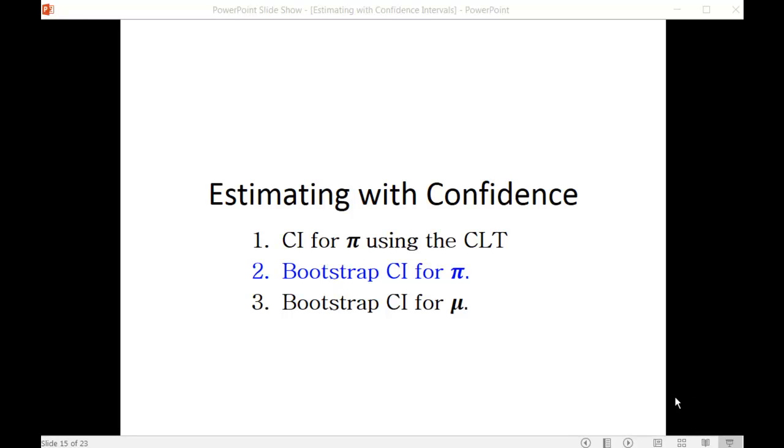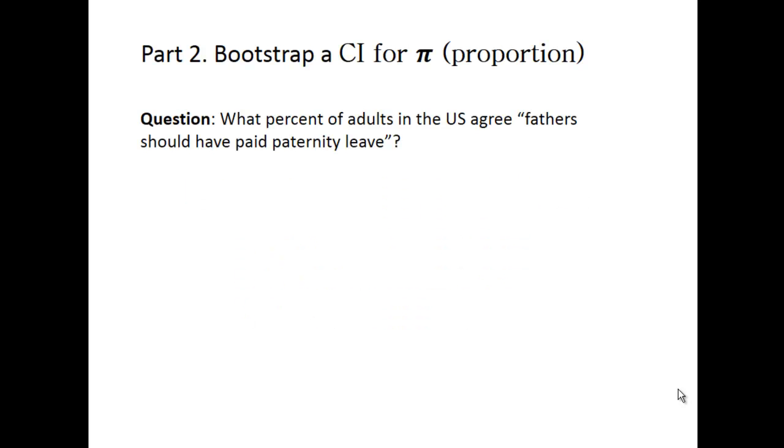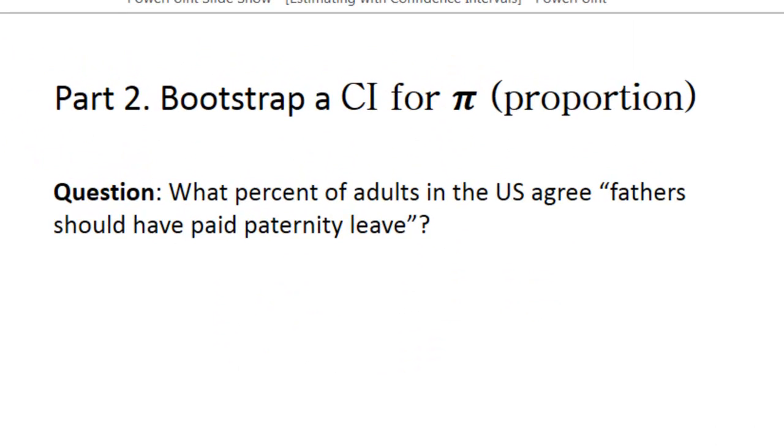Again, everybody. Here's part 2 of estimating with confidence. We want to take the example that we looked at in part 1 and show you how to do a bootstrap confidence interval for a proportion using the software StatKey. So it's the same question that we were exploring before. What percentage of adults in the United States agree that fathers should have paid paternity leave?